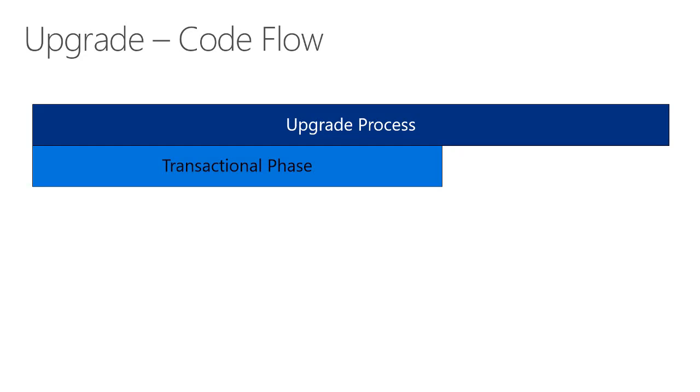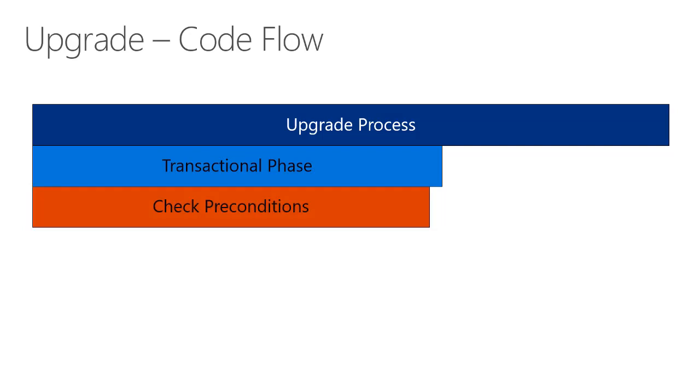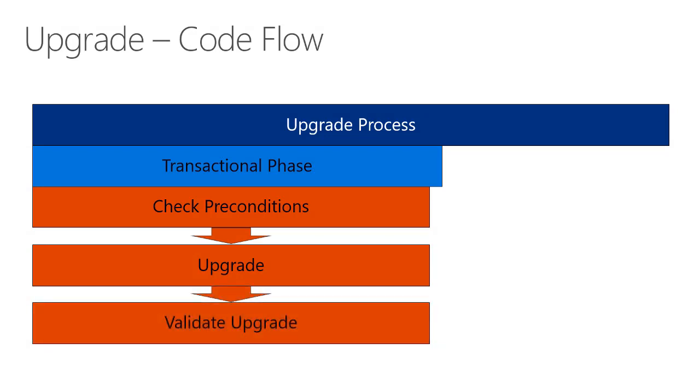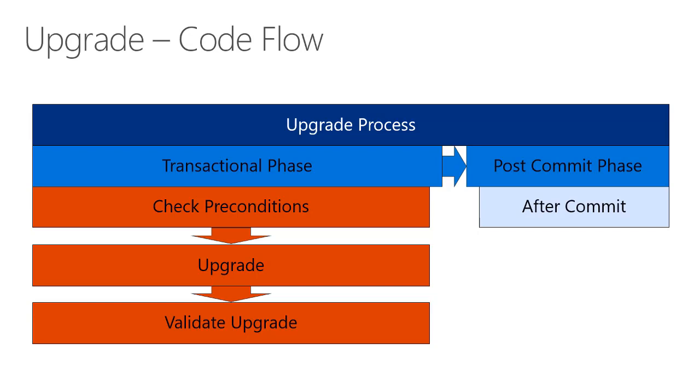So the code flow of the upgrade process is first it goes into the transactional phase, where it first does a check for the preconditions, and then it runs the upgrade step, and then it does the validate of the upgrade. And after that is done, it does a post-commit phase, where you can do some additional checking after the commit. So that's a separate transaction in itself.